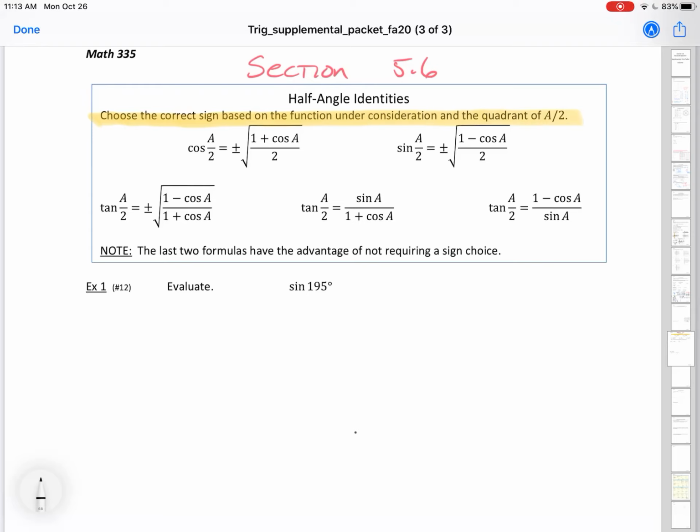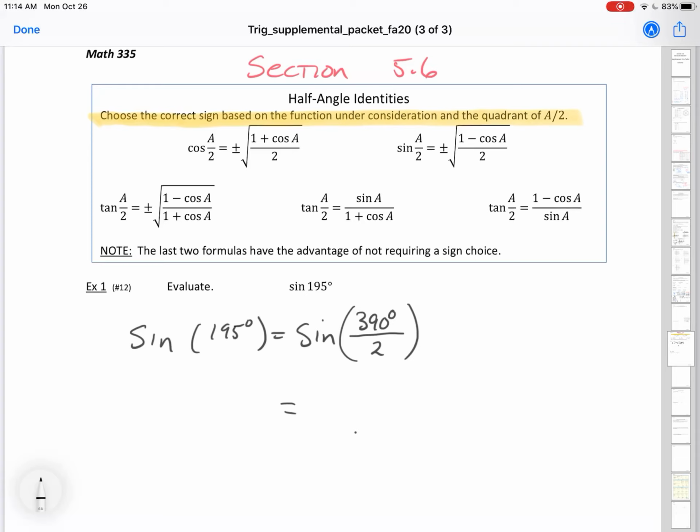So what we need to realize is that the sine of 195 degrees is equal to the sine of, and we've got to think about, well, what would I have to divide by 2? 390 degrees divided by 2. Okay. So if you took 390 degrees and divided it by 2, you should have 195 there. I was just checking myself since I did that off the top of my head.